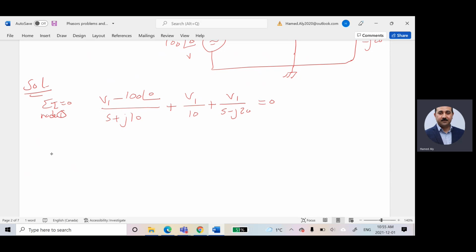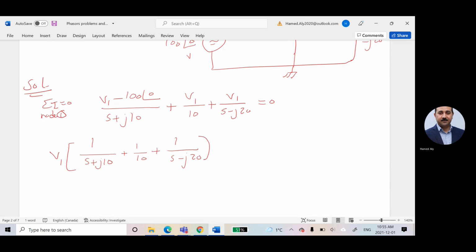So I can take V1 as a common element multiplied by 1 over 5 plus J10, plus 1 over 10, plus 1 over 5 minus J20. Am I right? I take this part and this part and this part. What is left? This guy with a negative sign. I will move it to the other side, which is 100 over 5 plus J10. Don't ask me why I didn't write the angle, because it is 0. Are you seeing what I did, guys?